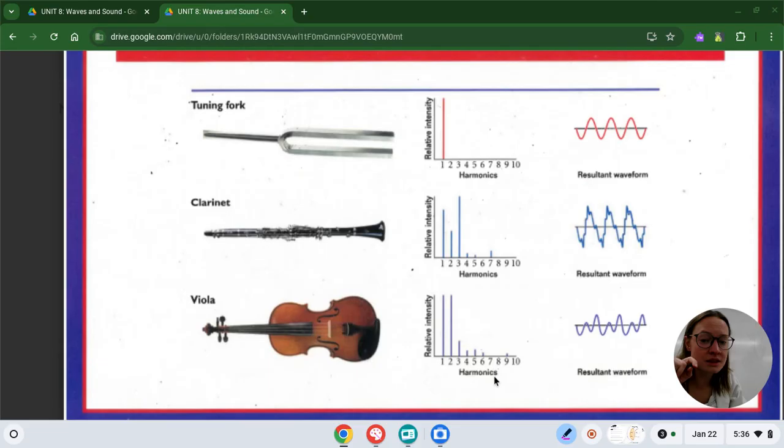If you look at a clarinet here, it has a lot of the third harmonic. It's mostly the third harmonic. Then it has a lot of the first harmonic, a little bit of the second harmonic, and a sprinkling of the fourth, the fifth, and the seventh.